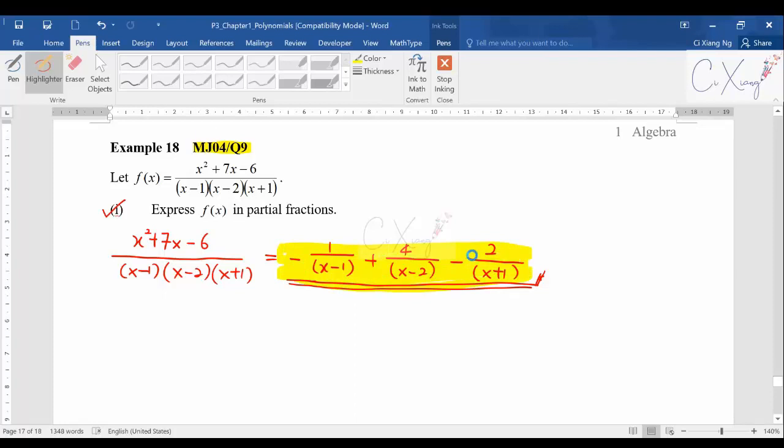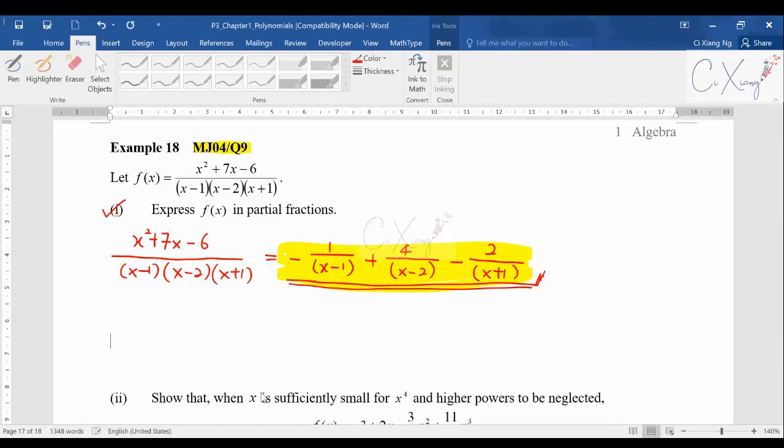So please try it out, and after that we continue and discuss part B. What do we have in part B?